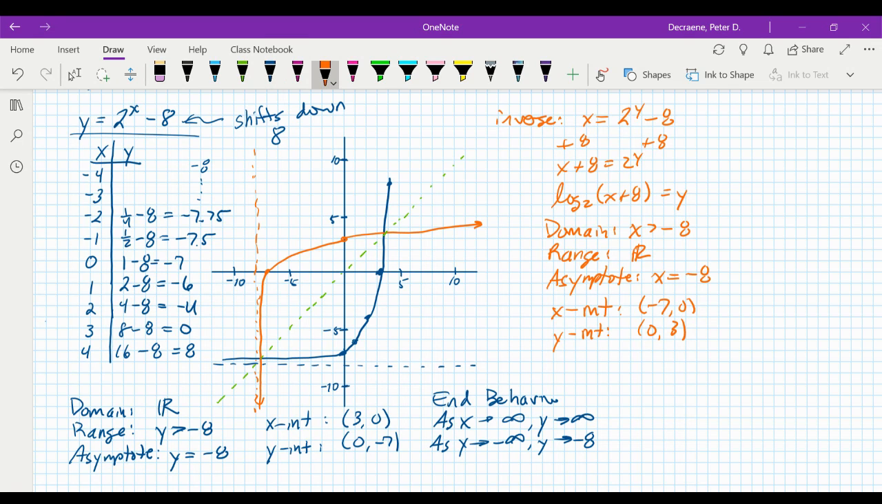For the inverse, as x goes to infinity, y still goes to infinity because it's heading uphill. As x goes to negative infinity, y does not exist because there's no graph way over on the left side of the graph. But we can talk about as x goes to negative 8 from the right, y goes to negative infinity. Because as x gets closer and closer to negative 8, the y is heading down farther and farther.